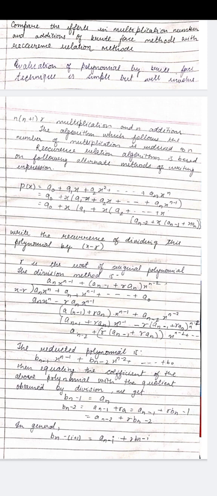Then equating the coefficients of the above polynomial with the quotient obtained by division, we get bn minus 1 is equal to an, bn minus 2 is equal to an minus 1 plus r an, which is equal to an minus 1 plus r bn minus 1, which in turn is equal to an minus 2 plus r bn minus 2. And in general, bn minus i plus 1 is equal to an minus i plus 1 plus r bn minus i.